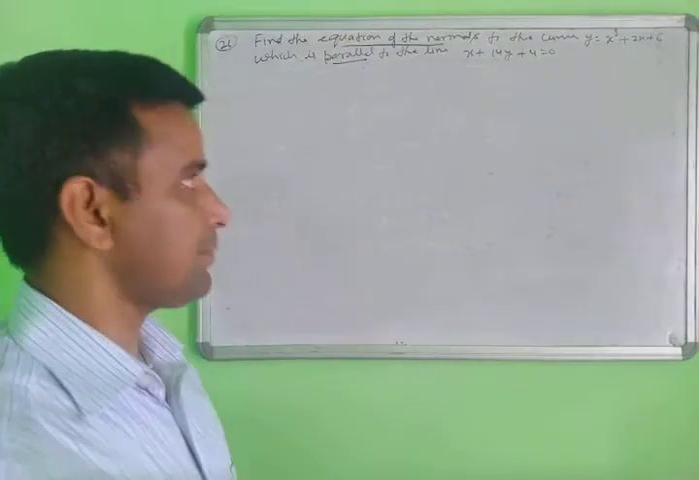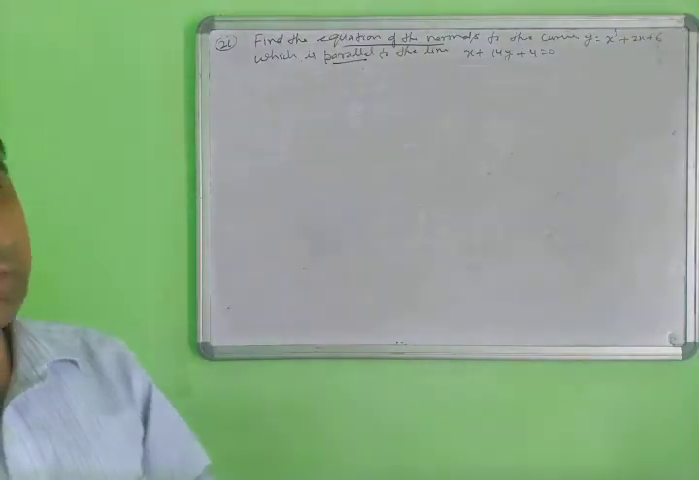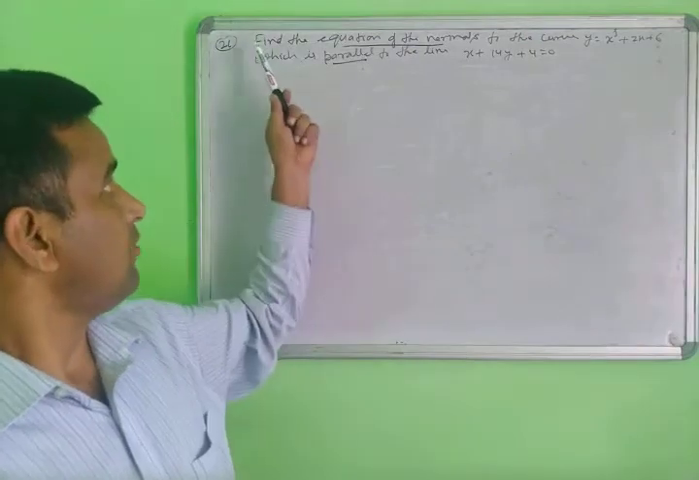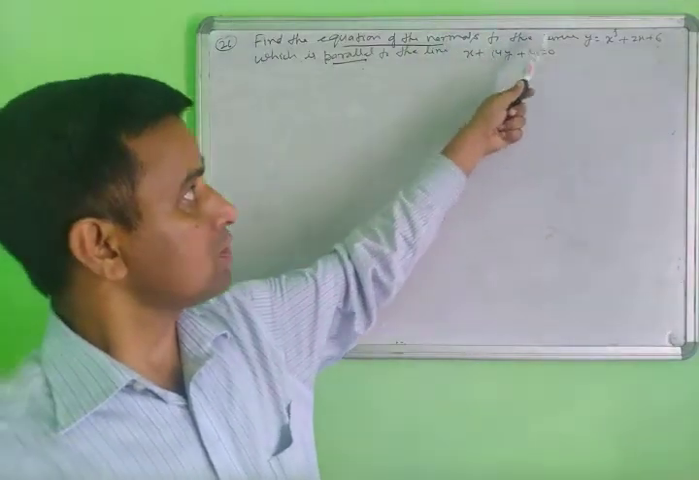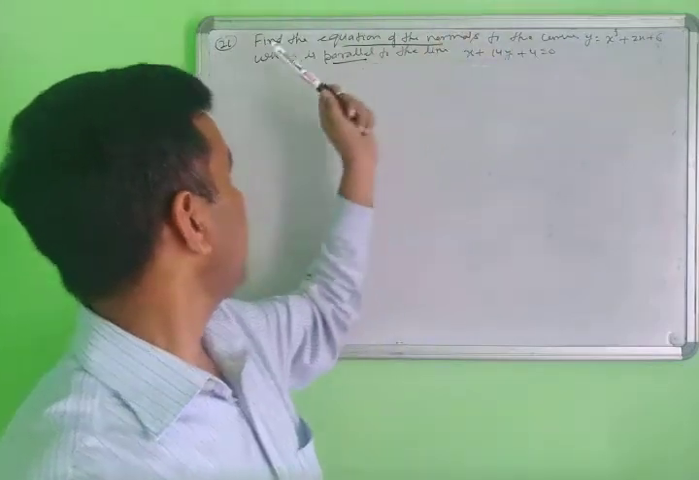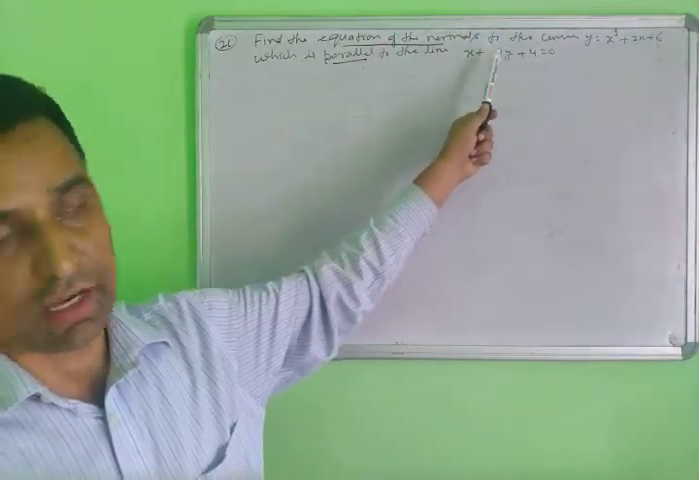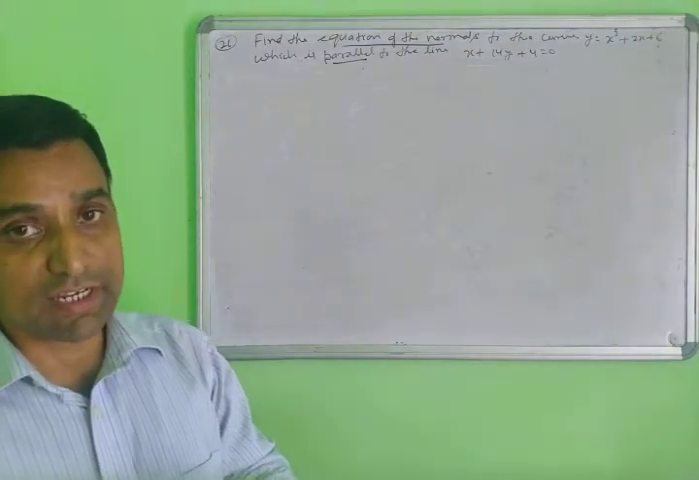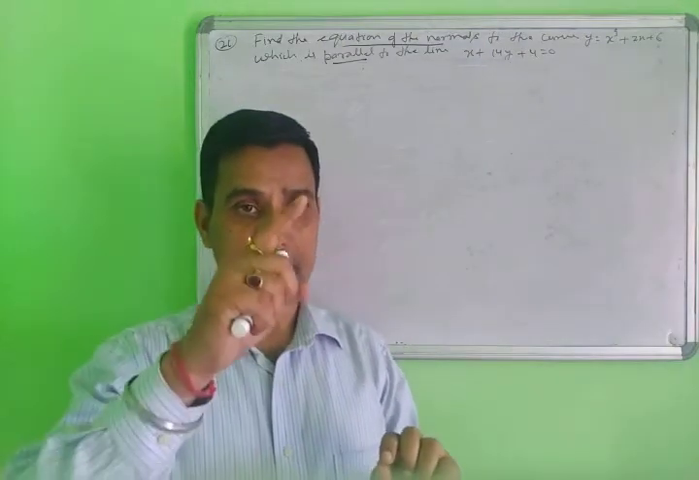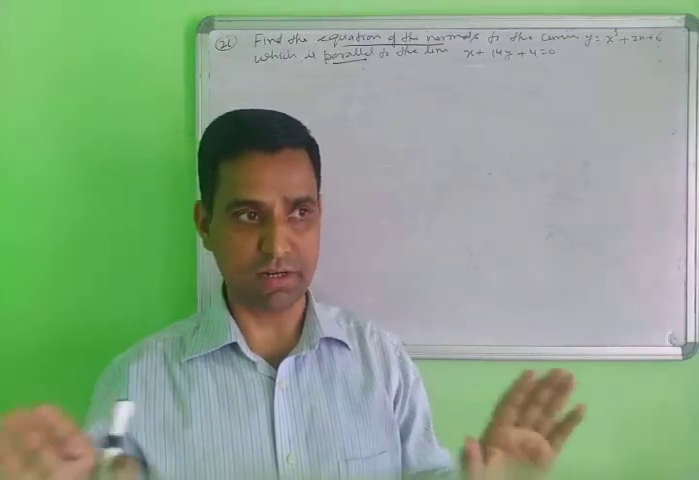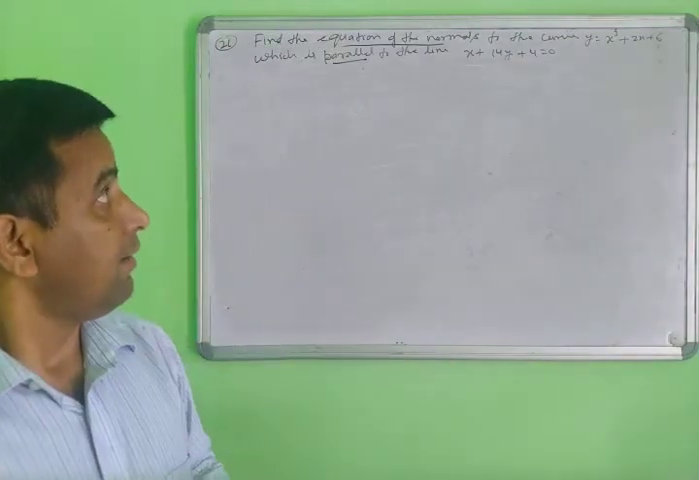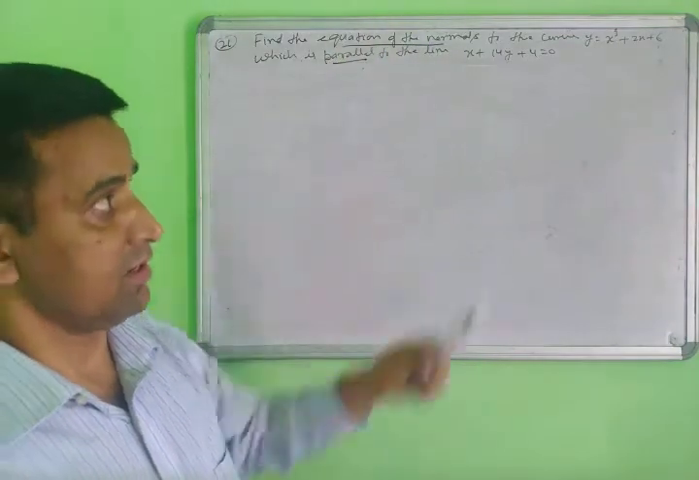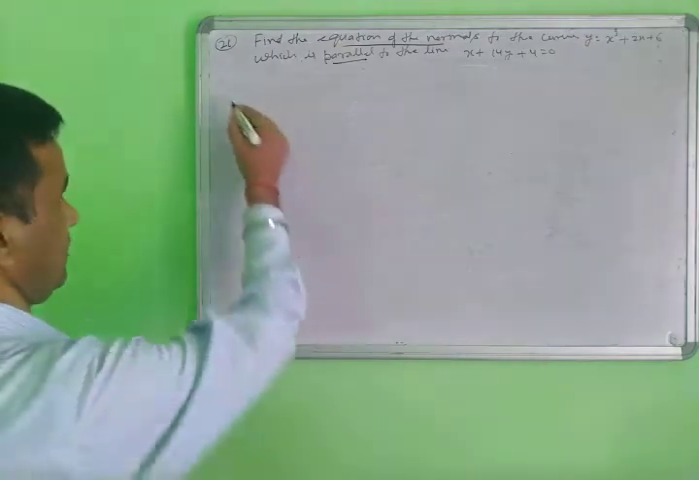Yes, students. Next question I am taking here. Question number 21. Very important question, a different type of question here. Find the equation of the normal to the curve, equation of curve given here, which is parallel to the line, and the equation of the line is given here. You remember the equation of the tangent in perpendicular form and parallel form. That work is completed. Here in this question you are finding the equation of the normal. This is a different work. Now start the solution here.